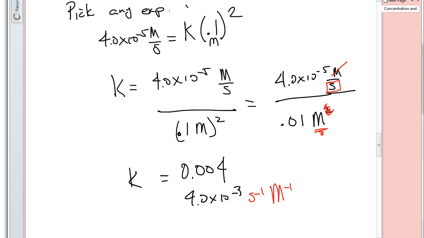And that ultimately is our answer for our rate law constant.